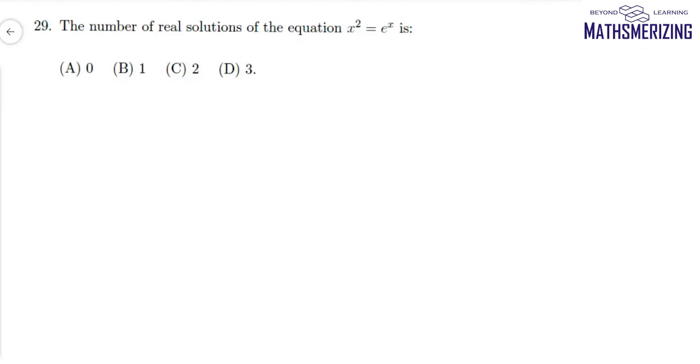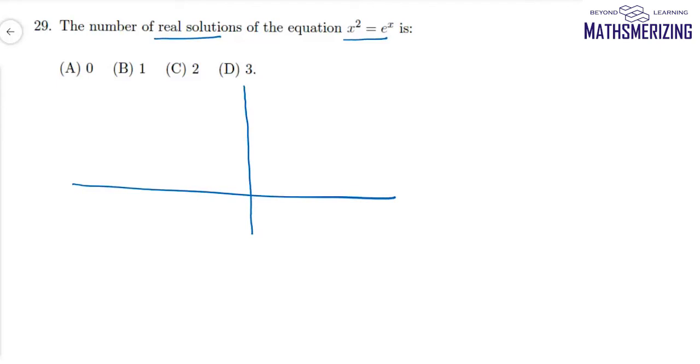Now question number 25, it says we need to find the number of real solutions of the equation x square equals e to the power x. Now in this question, we just need to find the number of real solutions and not the solutions itself. So we can solve this question using a graph. So we can draw the graph of the exponential function and we can draw the graph of y equals x square.